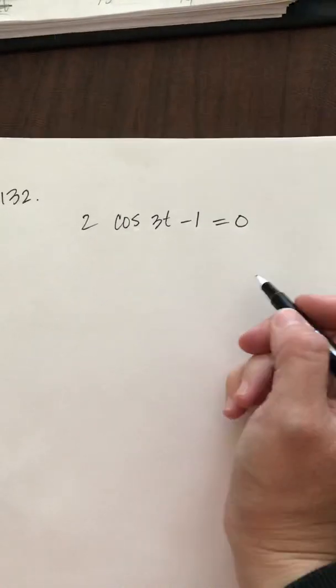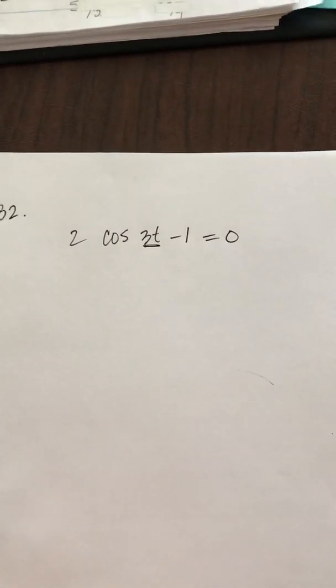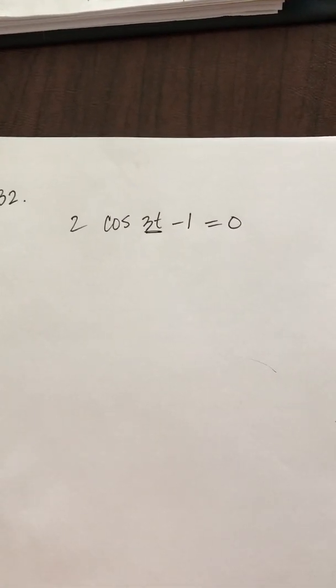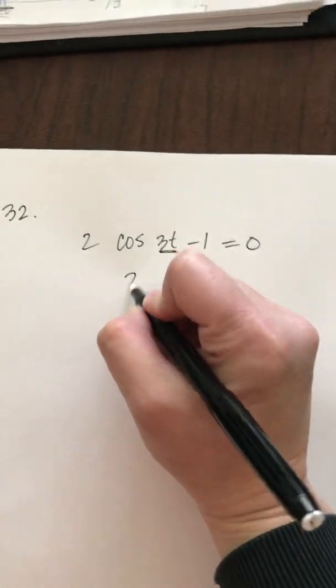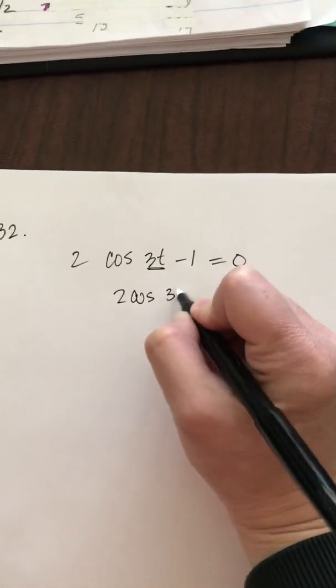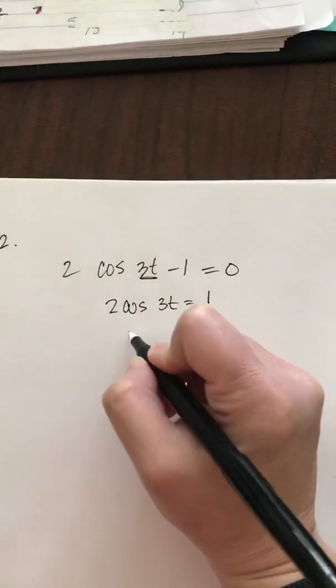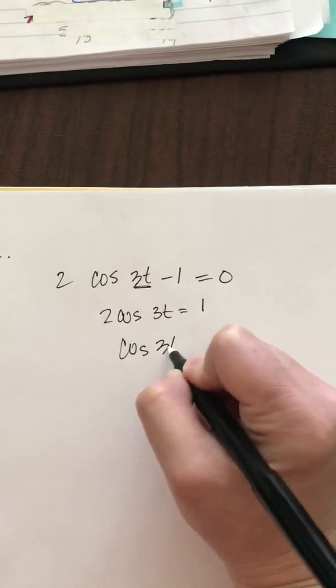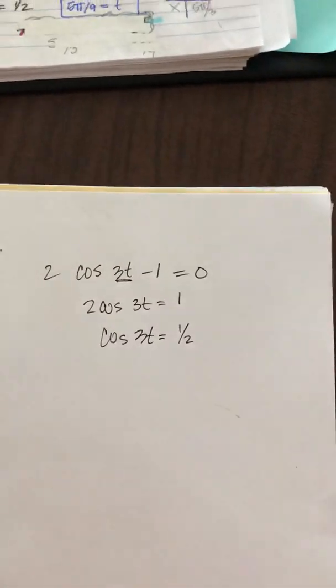All right, so anyway, the first thing you're going to do, you might want to notice that it's not like cosine of an angle, it's cosine of 3t. And I did go over one in the video, but basically what you want to do is go ahead and isolate. So I'm going to add 1 to both sides, and then I'm going to divide by 2. So I get cosine of 3t equals a half.